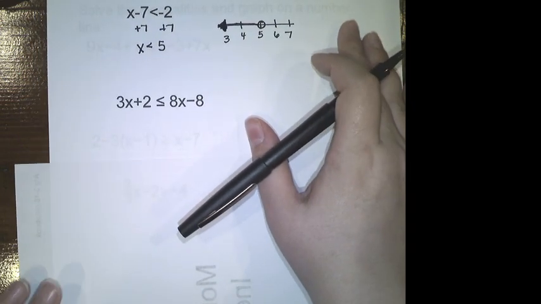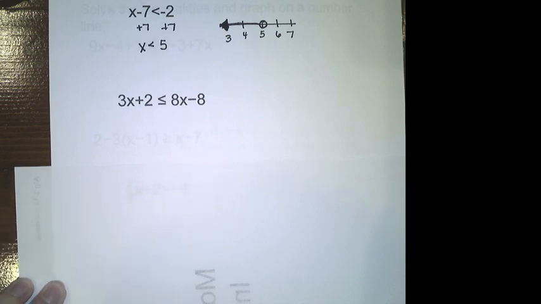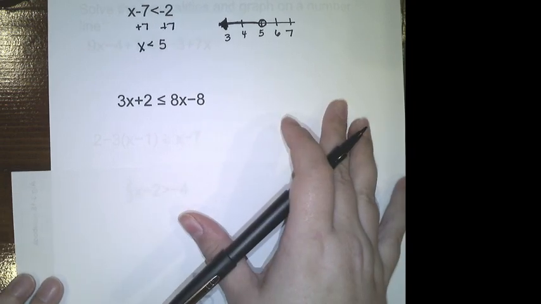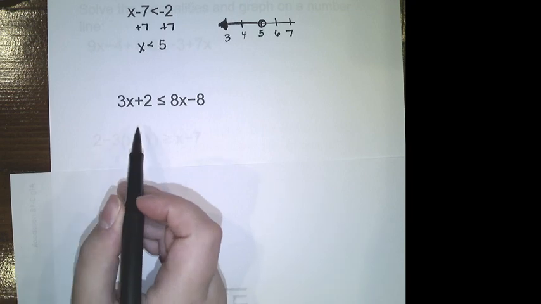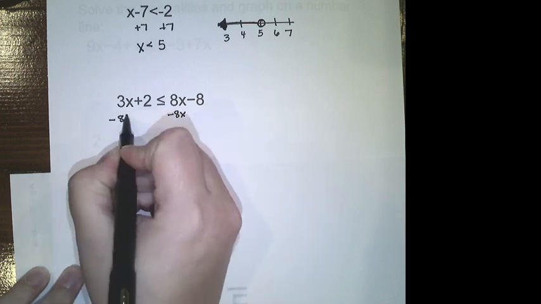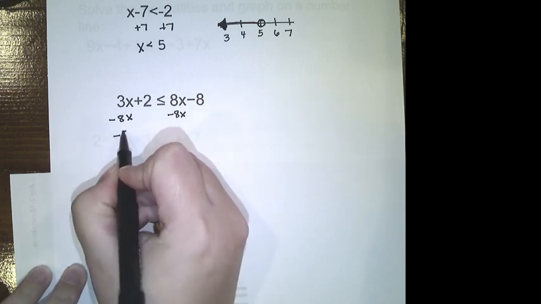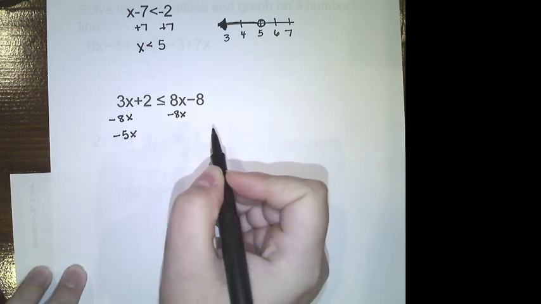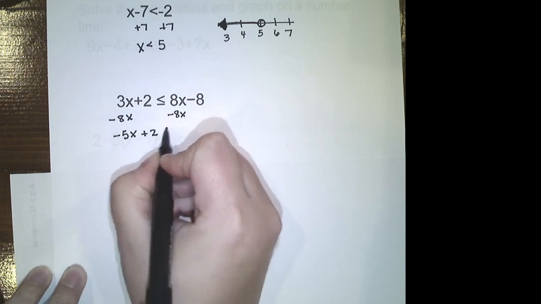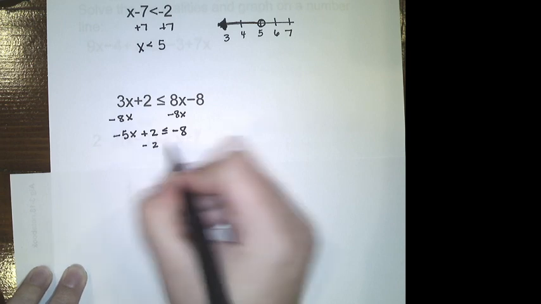Next one, it's a little bit different, so I want you to give it a try. Pause the video, and when you're done, come back and I'll walk you through this. Since we always want x to be on the left side, I want to get rid of the 8x. When I get rid of that, 3 minus 8 is a negative 5x. Okay? And then we keep solving for x.